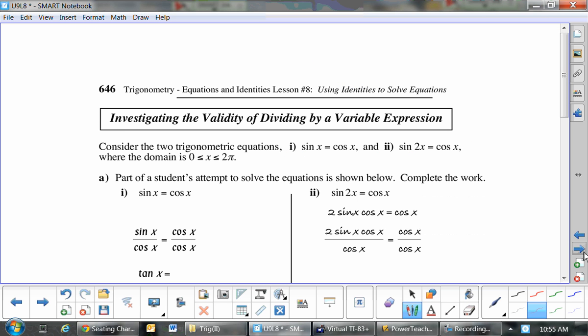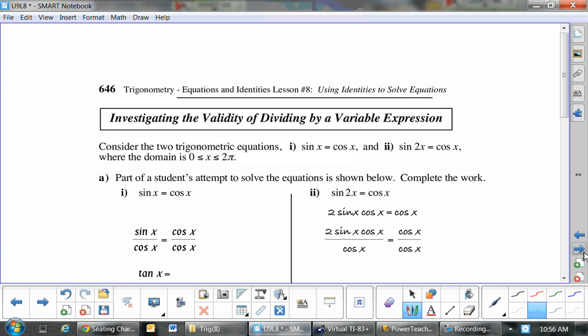Now the next 2 pages are all about when you divide by cos x. And it works too when you divide by sin x. But if you're dividing by cos x, there's a possibility you may be dividing by 0. If x equals pi over 2. Okay? Plus n pi.